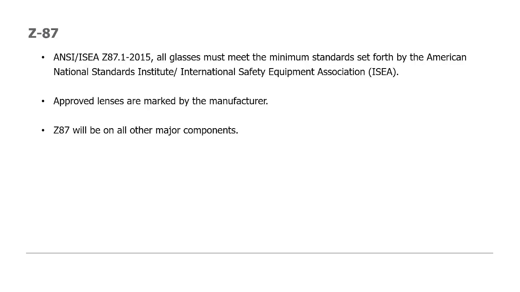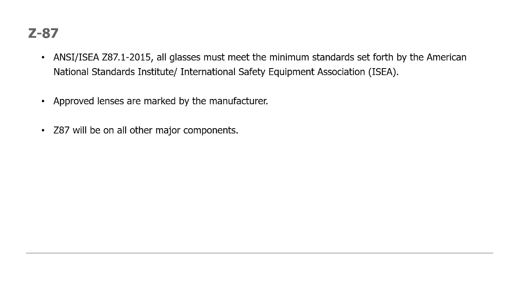Z87. What Z87 is, is the ANSI standard for all eye protection glasses that must meet the minimum standards. ANSI is the American National Standards Institute, and the International Safety Equipment Association is ISEA.